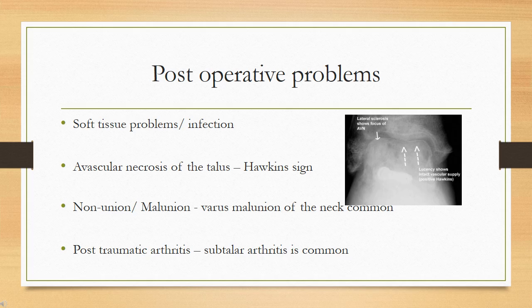The subtalar joint is most frequently affected, though the ankle joint can also develop degenerative changes if articular congruity is disrupted. Chronic pain, stiffness, and limited motion may occur, sometimes necessitating surgical intervention, such as arthrodesis.